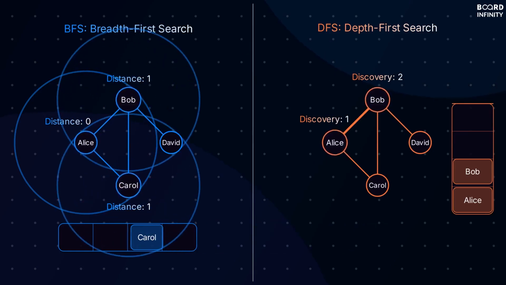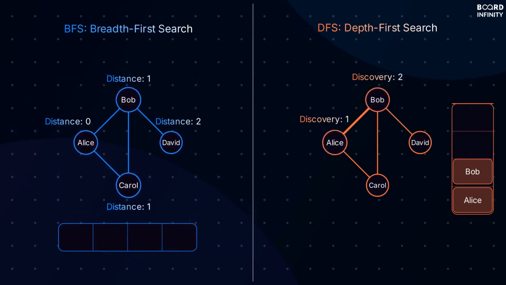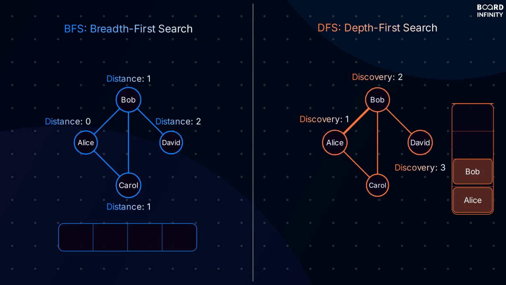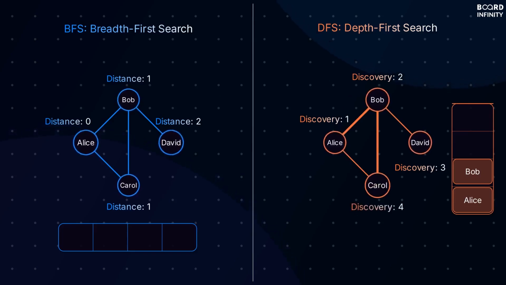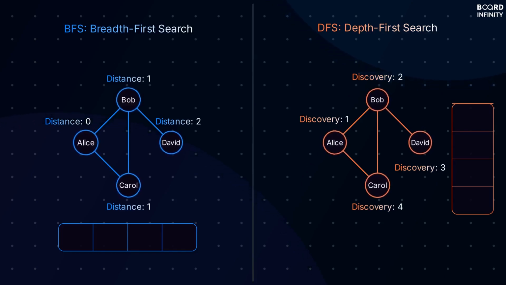Breadth-first search continues expanding outward level by level. David is discovered only after every node one step away from Alice has already been explored. The search now reaches David. Since there are no unexplored neighbors, the algorithm backtracks by popping David from the stack and returning to the previous node. Back at Bob, depth-first search explores the remaining branch through Carol. Once every reachable node has been visited, the stack gradually unwinds until the traversal is complete.